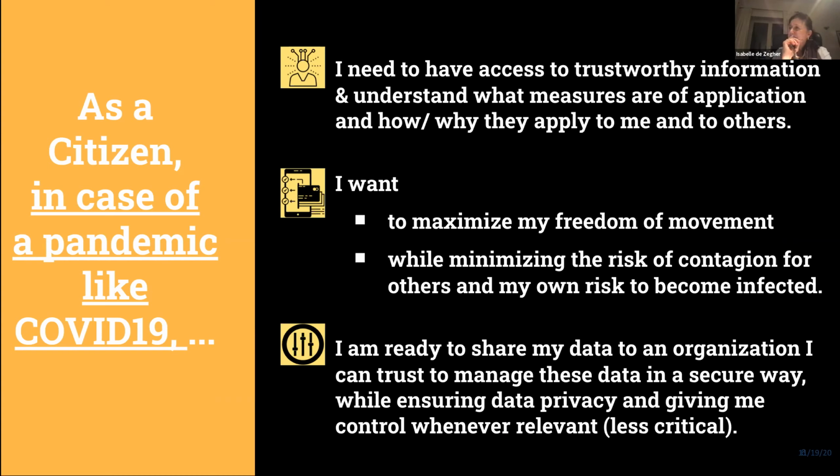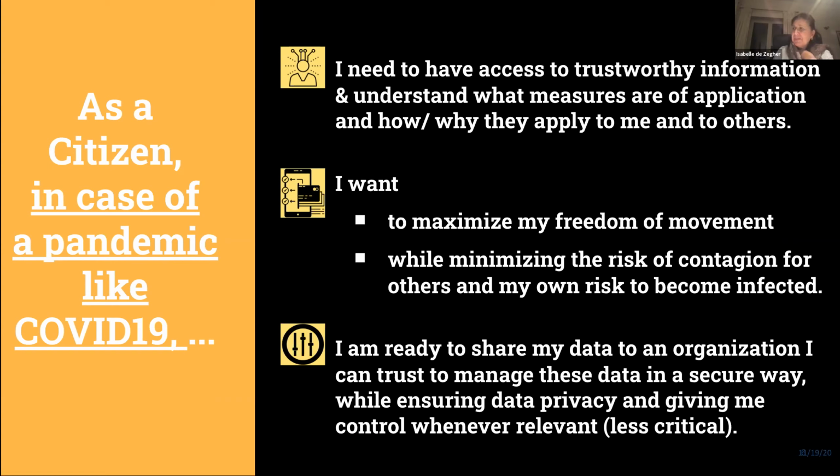And then a second part was that for citizens, it's important to have maximum freedom of movement, but it is important to minimize the risk of contagion for others and the personal risk of becoming infected. The last element, which was the least important, is the fact that as an individual, people are ready to share data with an organization they can trust if it is done in a secure way, and if the organization can ensure data privacy and give control whenever needed. And I must say, throughout the conference, there has been a consistent message that people are ready to share their data if they can trust and feel secure.